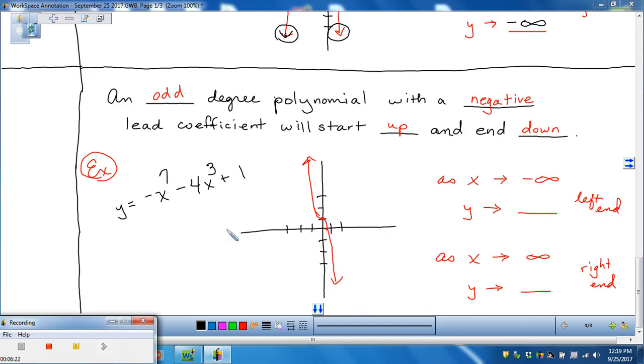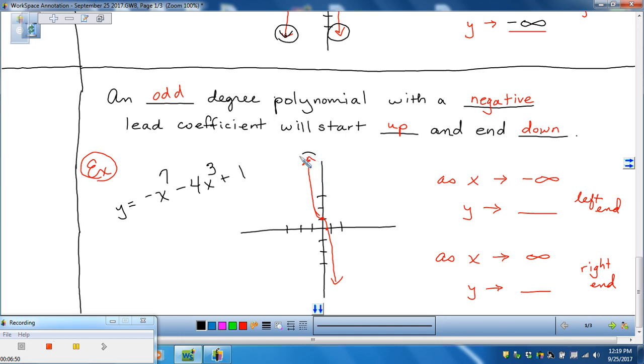Okay, the final situation for polynomials is if you have an odd degree polynomial with a negative lead coefficient, it's going to start up on the left side and end down on the right side. So notice that our biggest exponent is a 7, which is odd, and its lead coefficient is negative, and so it's going to start up on the left and end down on the right.